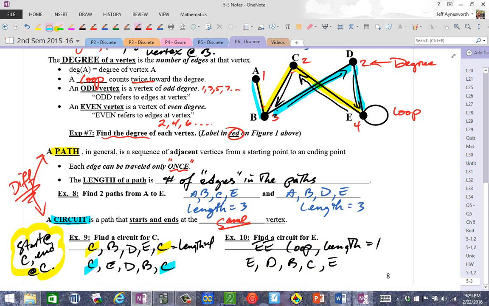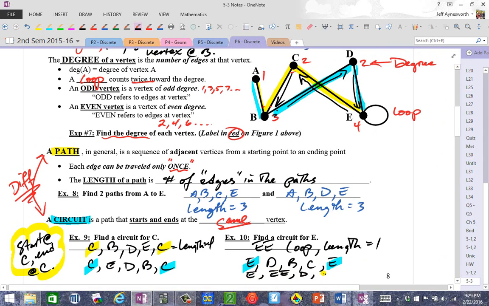And notice that we start and end at the same place. You can even loop around E if you want. You can get a little crazy here. You can start at E, and then you can go around the loop if you want. So EE, and then to D, and then to B, and then to C, then back to E. So you can use the loop if you want. You can do whatever you want. Get a little crazy, get a little creative.